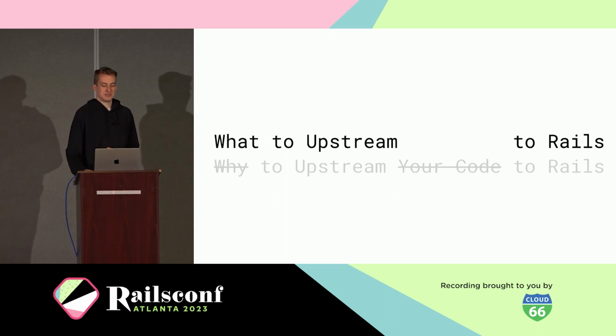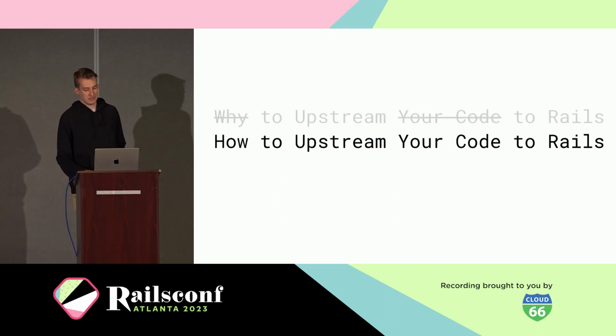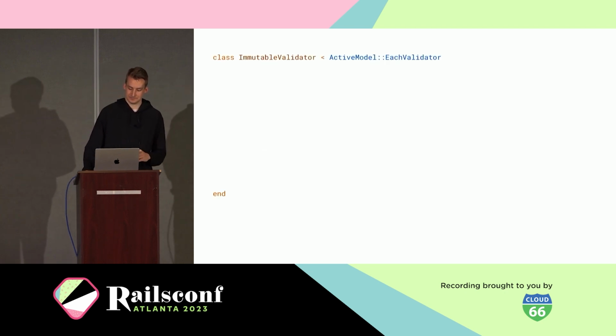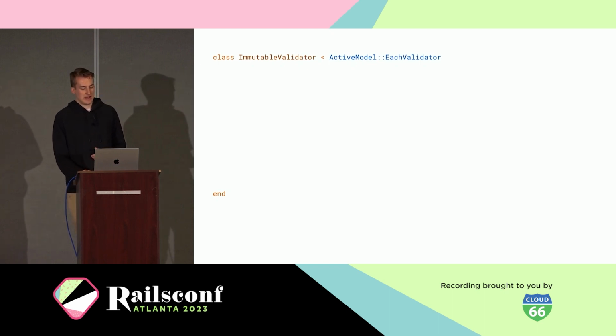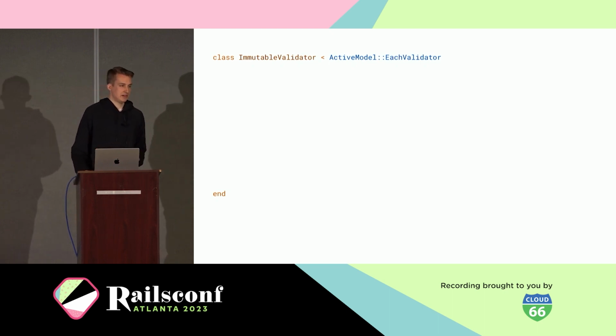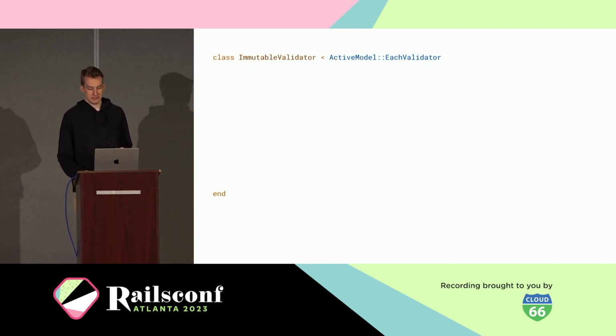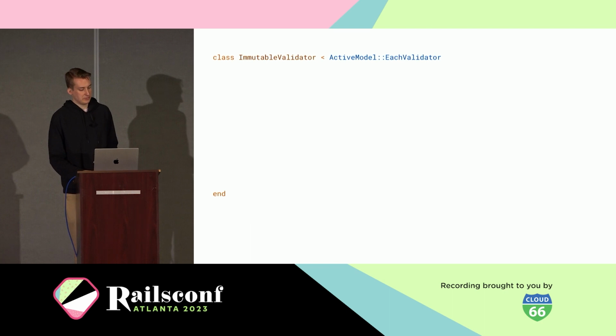So now that we have a solid desire to contribute and a good idea of what to contribute, we can finally learn how to upstream your code to Rails. Let's do a feature. In the Rails application I work on, we have a validator called ImmutableValidator. Its purpose is to prevent certain attributes from ever being changed. Let's start off by walking through how it works.